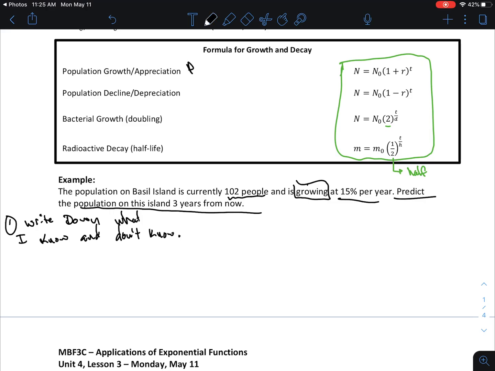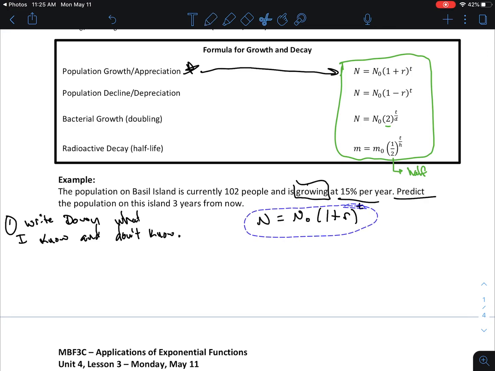So I see it's growing, okay? It's not necessarily growing at a doubling rate, right? So I know I'm dealing with this particular equation. So then I shoot over and I'm like, okay, well, what do I need to know? Well, let's first write out the equation, okay? We can do that before we do this list. Let's write it out. So N equals N naught multiplied by (1 plus R) to the power of T.